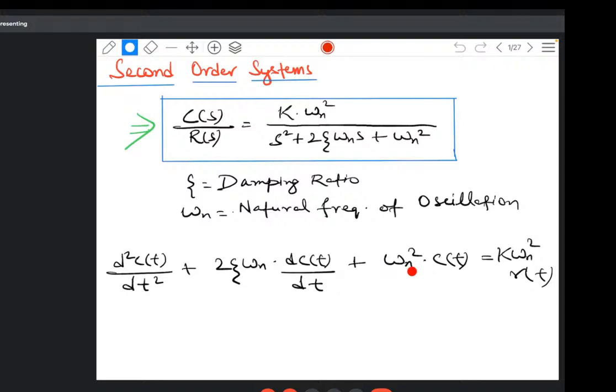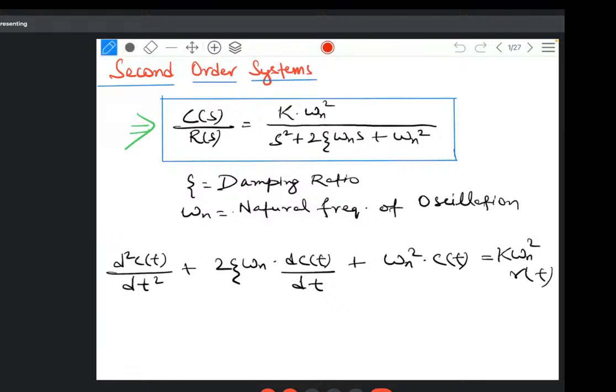Here omega n is called the natural frequency of oscillation. Zeta is called the damping ratio. If I want, I can calculate the transfer function from this standard differential equation of the second order system, right? And I told you that any physical system is represented by a differential equation.